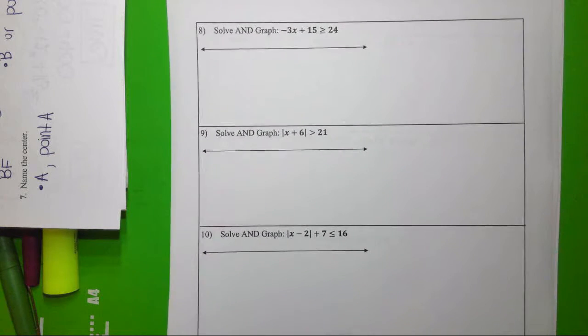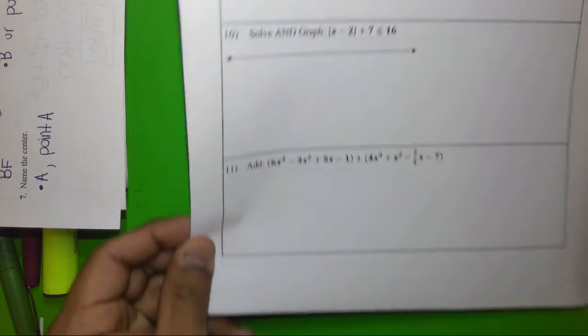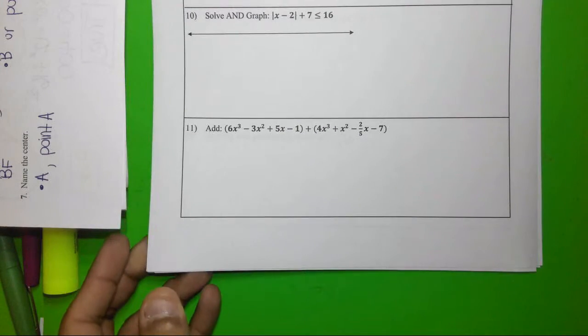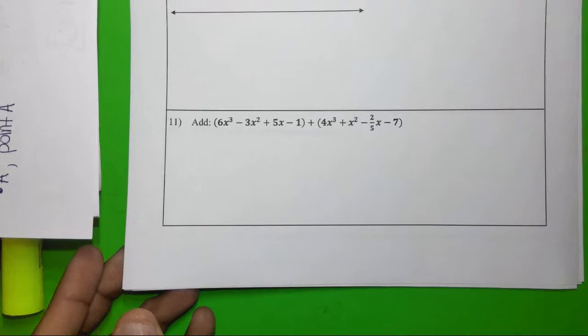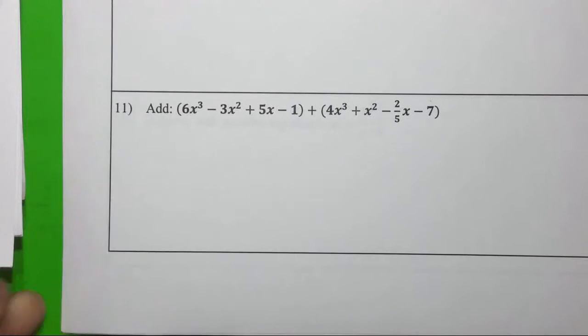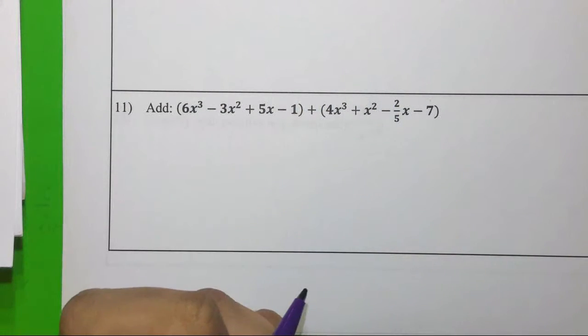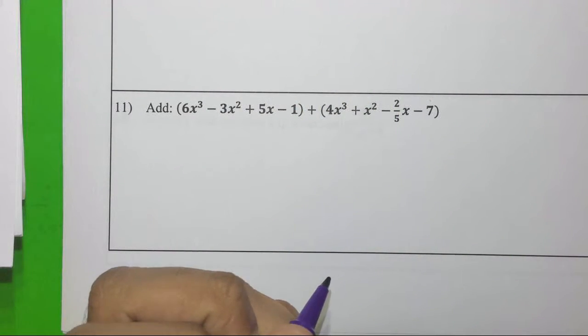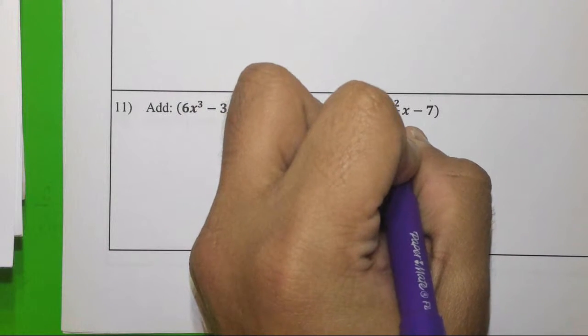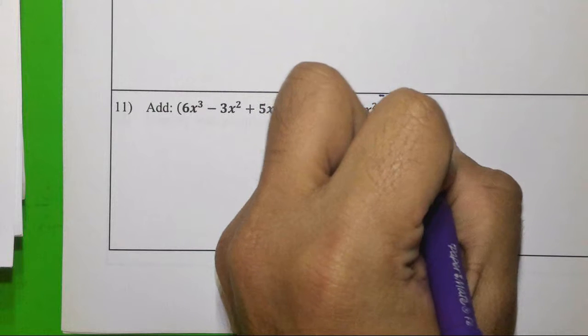Alright, we're going to pick up with the second part of the review. So I'm going to start off with number 11. First thing that I probably want to do is change this one. So it's 2/5. So if I type that in my calculator, this should be minus 0.4.